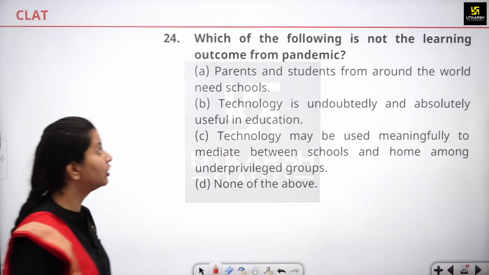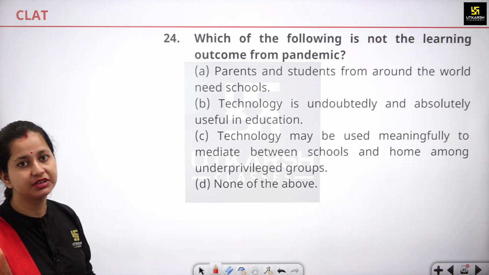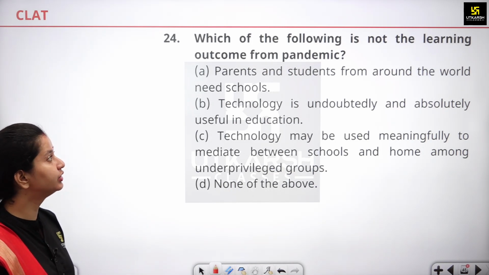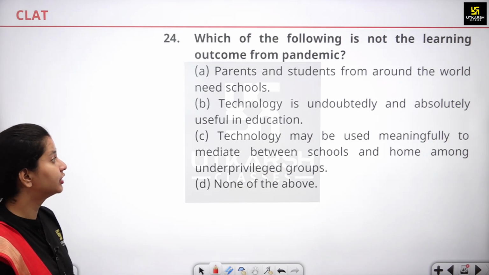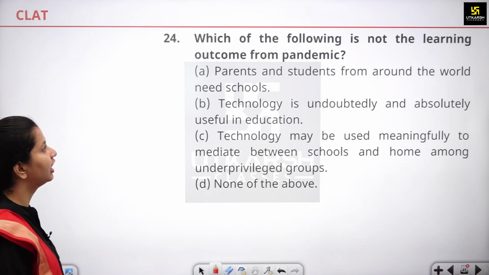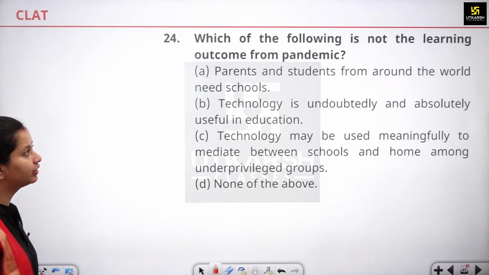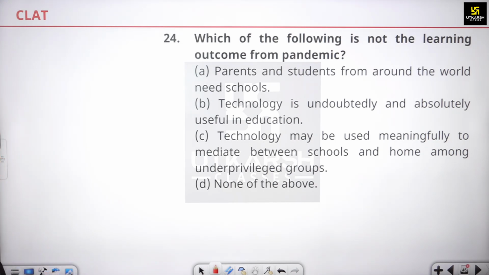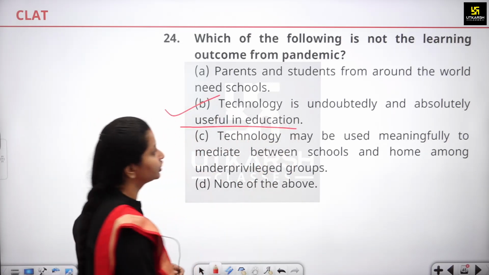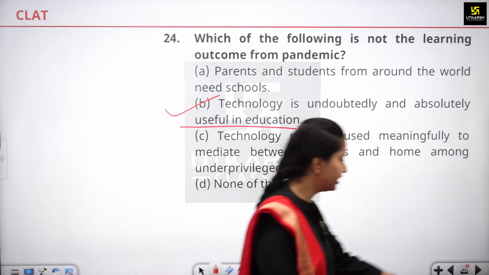नेक्स्ट क्वेश्चन, विच ऑफ द फॉलोइंग इज नॉट द लर्निंग आउटकम फ्रॉम पेंडेमिक? इनमें से कौन सा जो एक लर्निंग आउटकम नहीं है पेंडेमिक के लिए? पेंडेमिक में पेरेंट्स एंड स्कूल स्टूडेंट्स फ्रॉम अराउंड द वर्ल्ड नीड स्कूल्स. टेक्नोलॉजी इज अनडाउटेडली एंड एब्सोल्युटली यूजफुल इन education. Technology may be meaningfully used to mediate between schools and home along the underprivileged groups. So यहाँ पर कौन सी चीज़ है जो कि पेंडेमिक से हम लर्न नहीं कर सकते हैं बेसिकली? सो द करेक्ट आंसर टू दिस क्वेश्चन इज ऑप्शन बी. टेक्नोलॉजी इज अनडाउटेडली एंड एब्सोल्युटली यूजफुल इन एजुकेशन. ये चीज़ हम पेंडेमिक से लर्न नहीं कर सकते हैं.